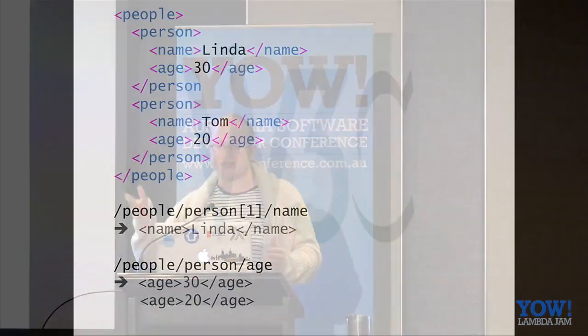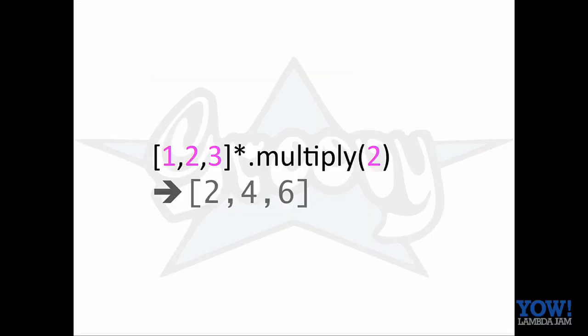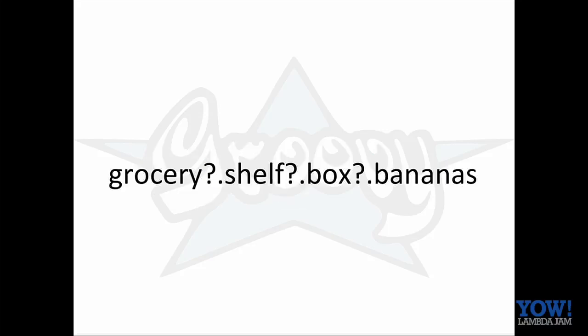XPath, same thing again. /people, /person, 1 name. You know exactly what that does. But it's domain specific. This is Groovy. With a spread operator, *dot, it lets you run a method on all of those things in the list at once. But it's just for lists. It doesn't take this idea and take it to its conclusion, and you don't get to use it in some broader context.